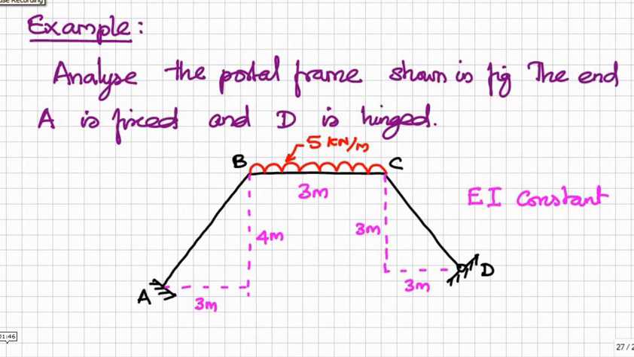So analyze the portal frame shown in figure. The end A is fixed and D is hinged. This is 3 meter horizontal projection of AB. Vertical projection of AB is 4 meter and BC is of 3 meter length, and horizontal projection of CD is 3 meter, vertical projection of CD is 3 meter, and UDL of 5 kN per meter. All the members have the same EI, constant.